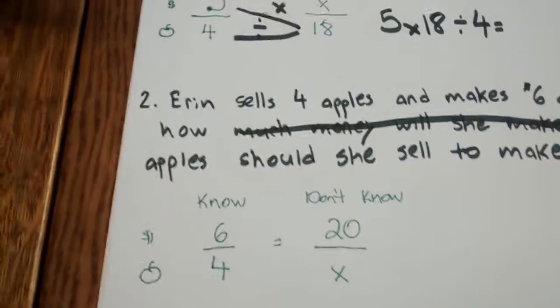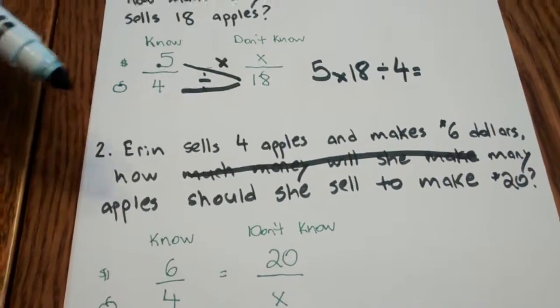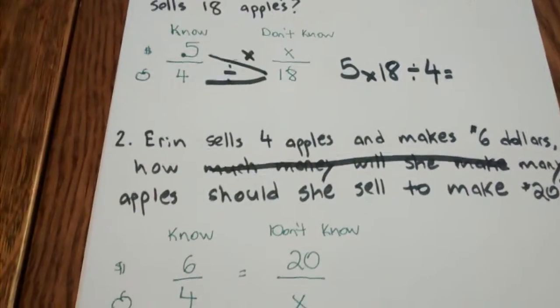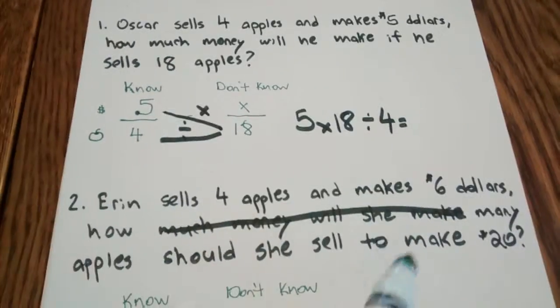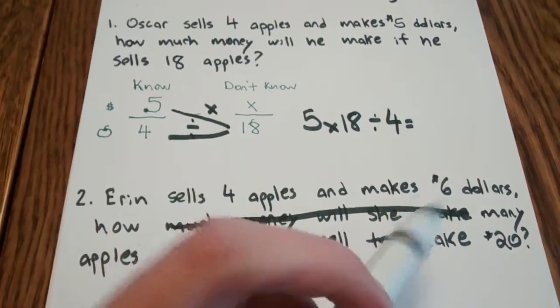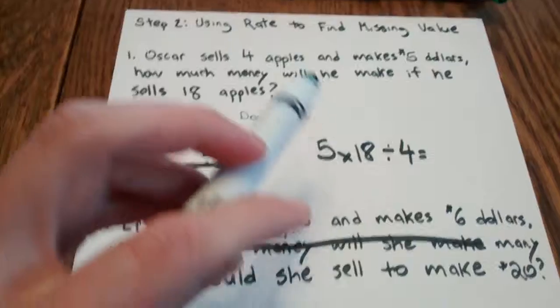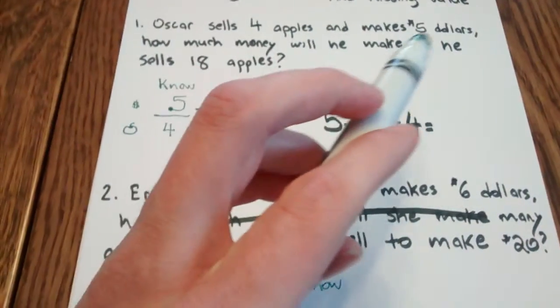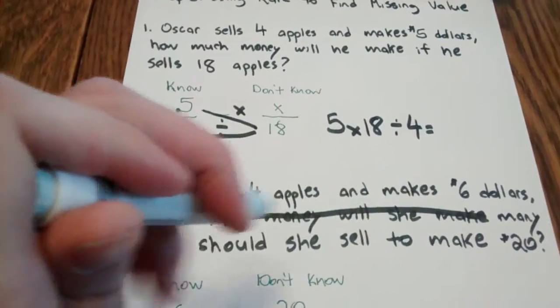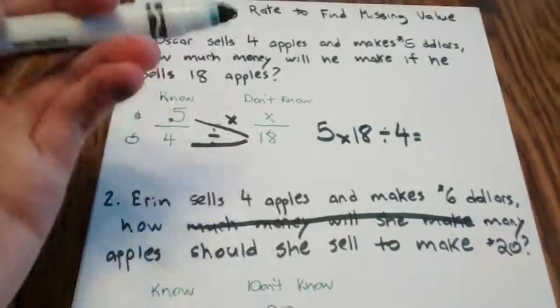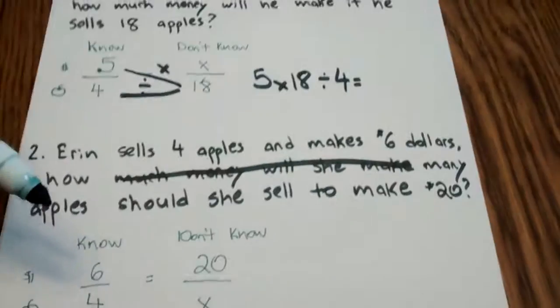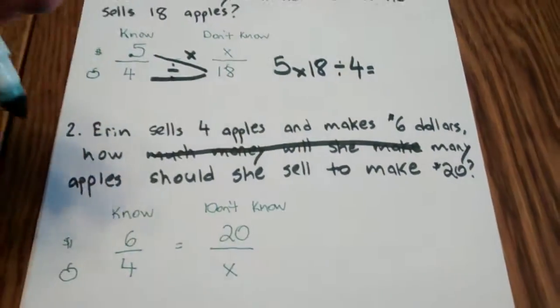Here's another example. Aaron sells 4 apples and makes $6. So we can see, as I predicted from my graph, her apples are selling at a much higher rate. Oscar sold 4, he got $5. Aaron sold 4, but she's making 6, so she must be charging more for them. So how many apples should she sell to make $20? A little bit of a different question, but same kind of concept.